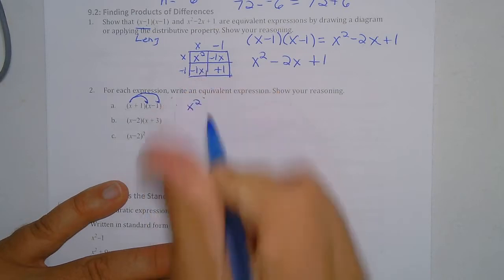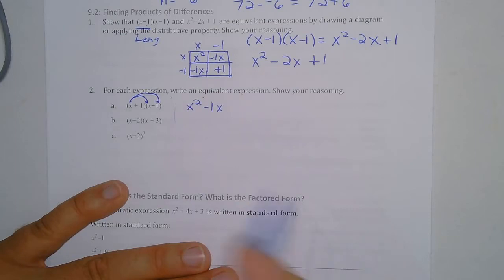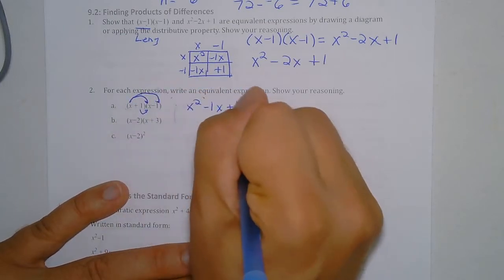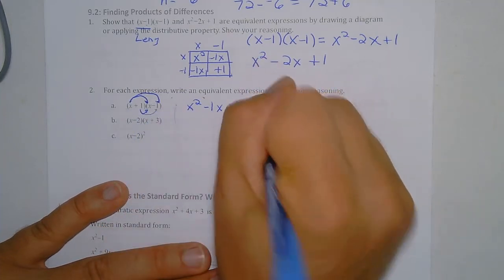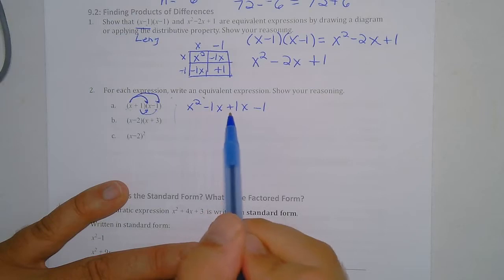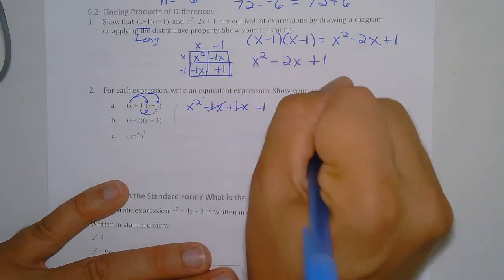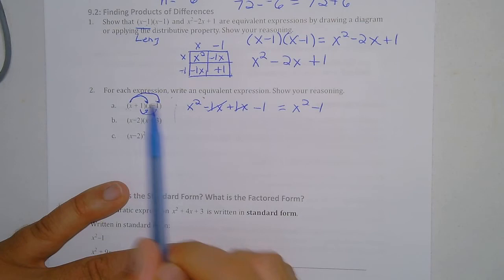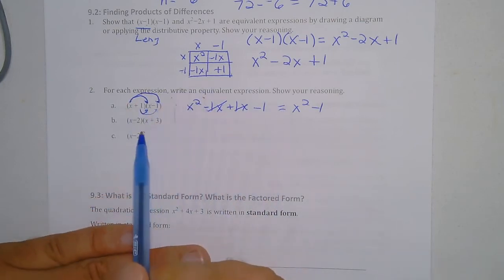So x times x is x squared, and x times negative 1 would be minus 1x. And then down here, we would go 1 times x, so plus 1x. And then plus 1 times negative 1 would be minus 1. If you notice here, the middle terms are going to disappear, and we would get x squared minus 1. In fact, some of you might have known x plus 1 times x minus 1 would be the first term squared, x squared, minus the second term squared.